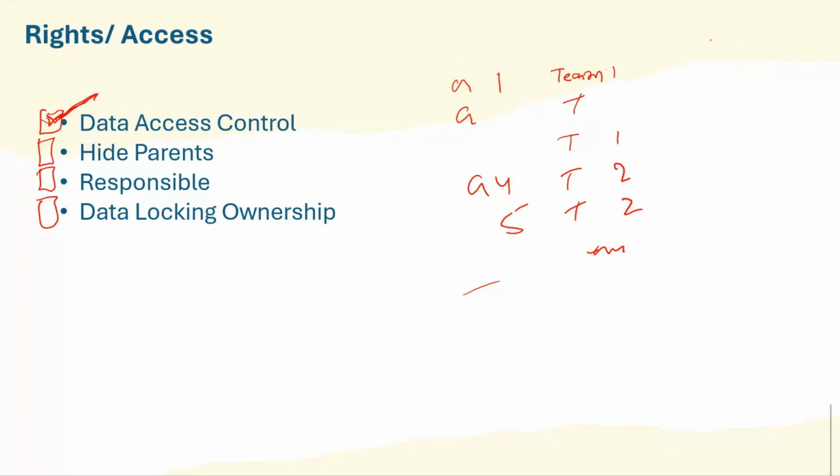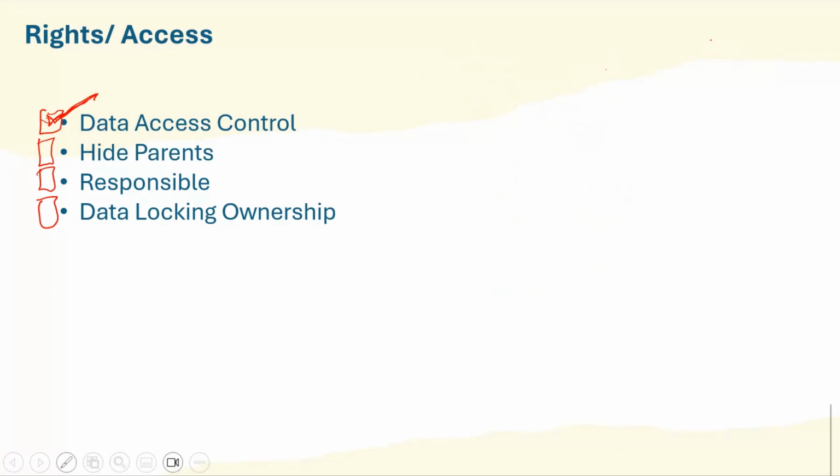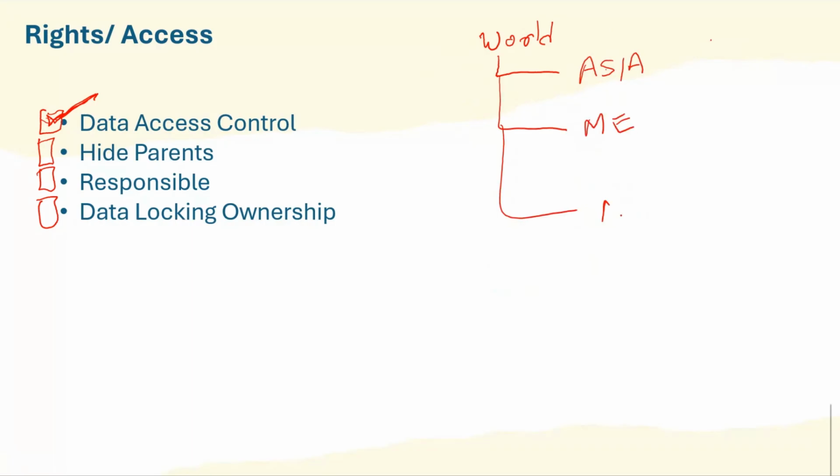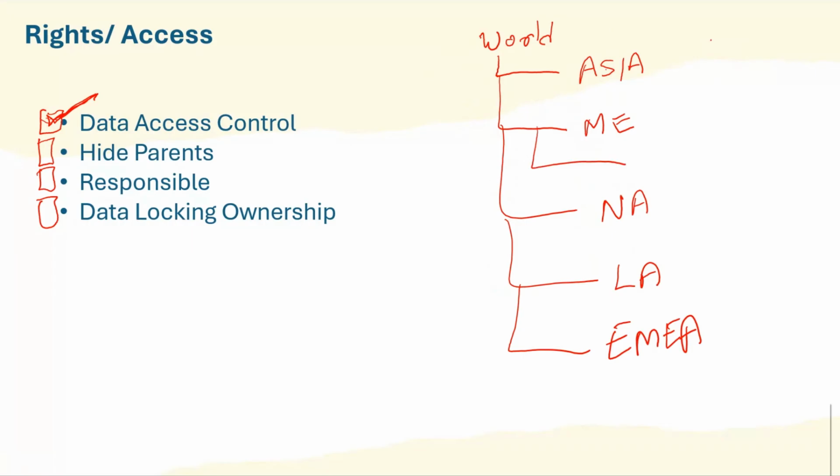Now let's discuss the next option, which is hide parents. How hide parents is important is, let's suppose you have a hierarchy maintained in your dimension table. I will give you a simple example where we have a world. Within world we have Asia, we have Middle East, we have North America, Latin America, and EMEA. Let's suppose we have these regions, and within Middle East, let's suppose we have UAE.